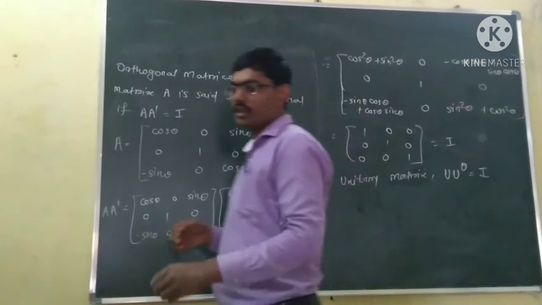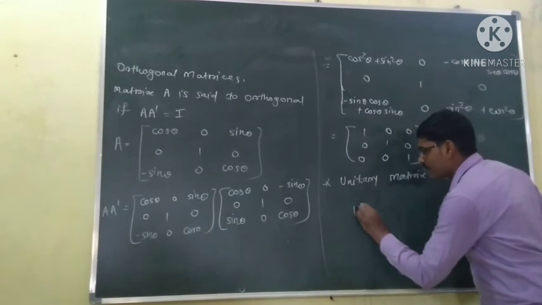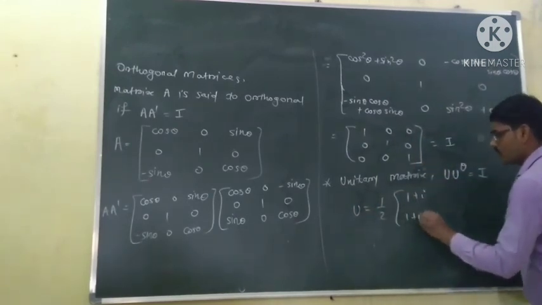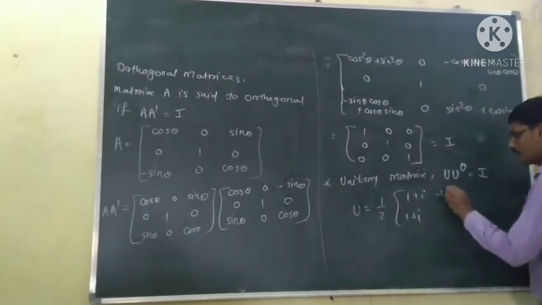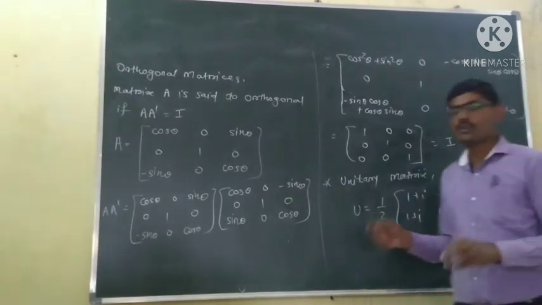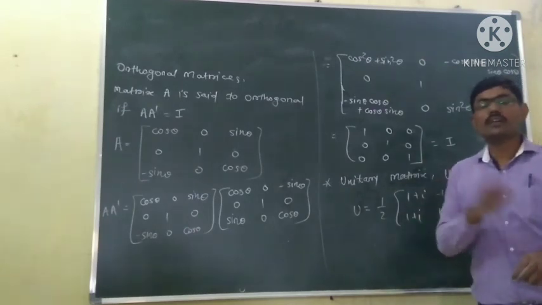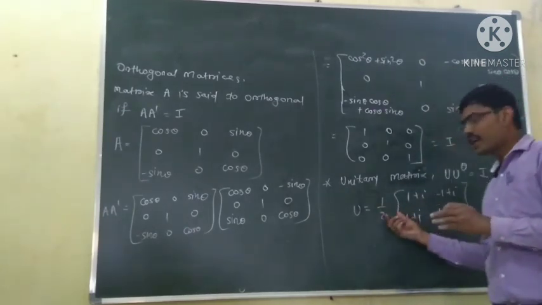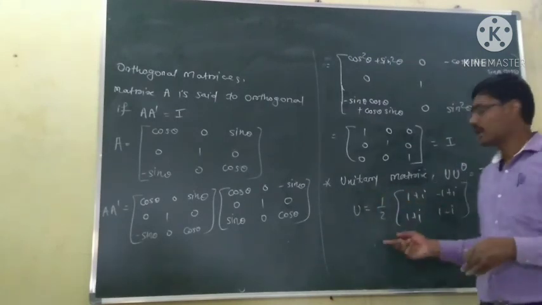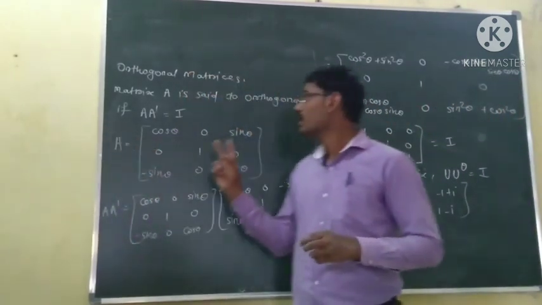Again, this is homework. Take the matrix U equal to half of the matrix [1 plus i, minus 1 plus i; 1 plus i, 1 minus i]. Check whether this matrix is a unitary matrix. What you have to do? U is given. You have to find U conjugate transpose. How do you calculate it? You first take the conjugate and then take the transpose. Then just multiply U and its conjugate transpose, and you will get the identity matrix. This is about the two different types.